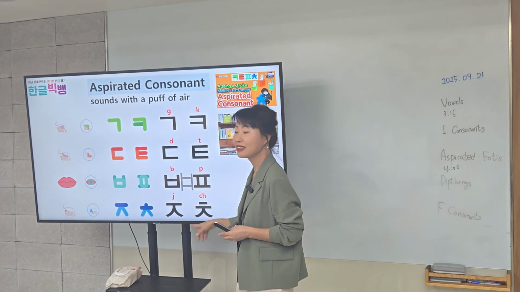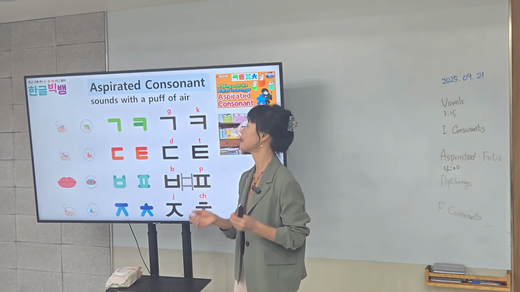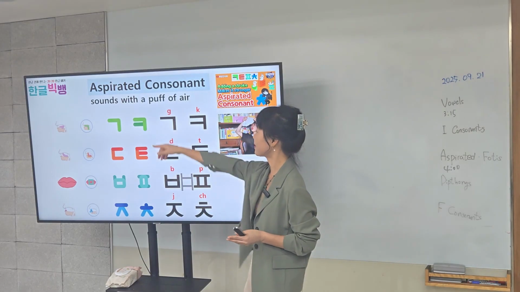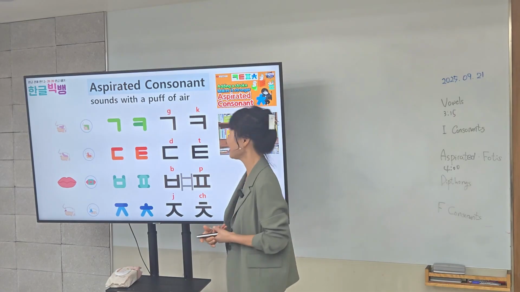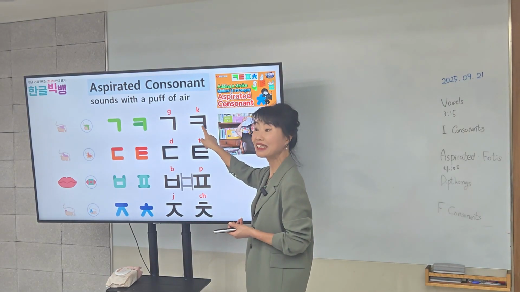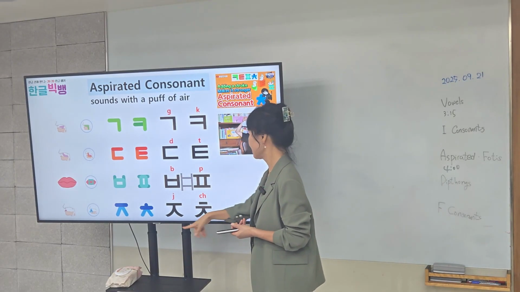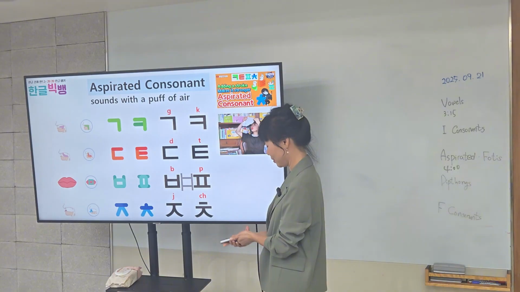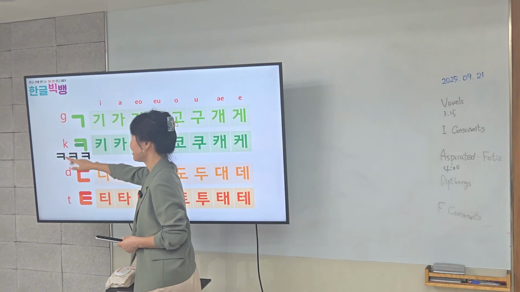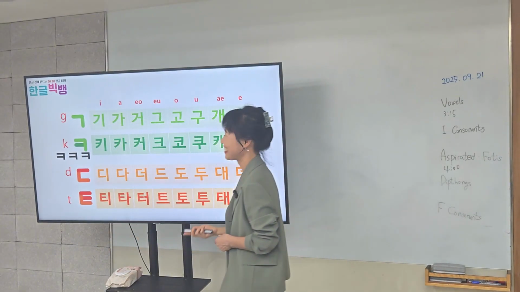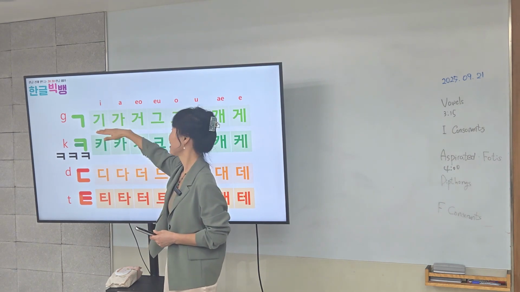Okay, and 즈, 츠. So more strokes means more air. Just pronounce with more air. So an aspirated consonant is a sound with a pop of air. Okay, so this is 그, this is 크. 드, 트. 부, 프. 즈, 츠. Good. So 그, 크. Sometimes we write it like this. 크, 크, 크.